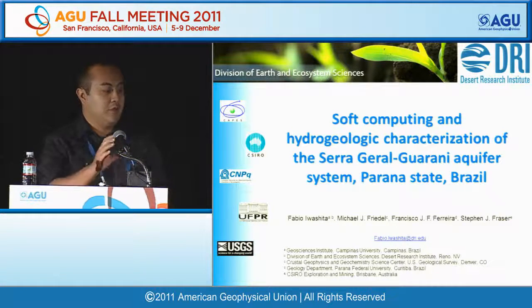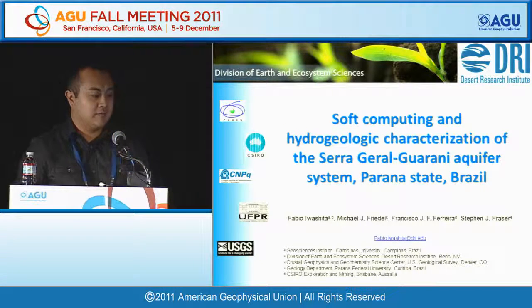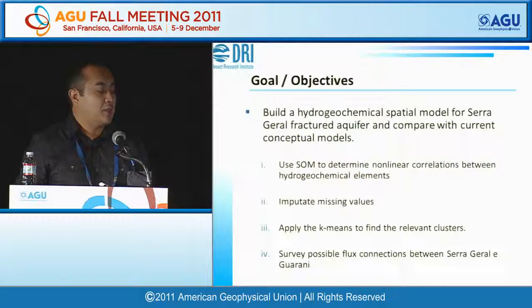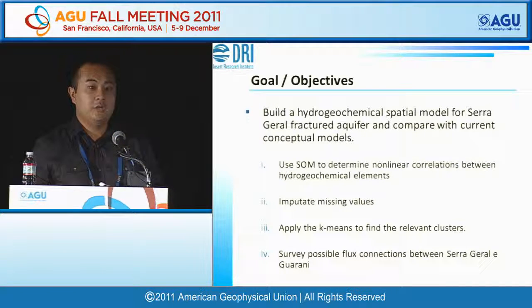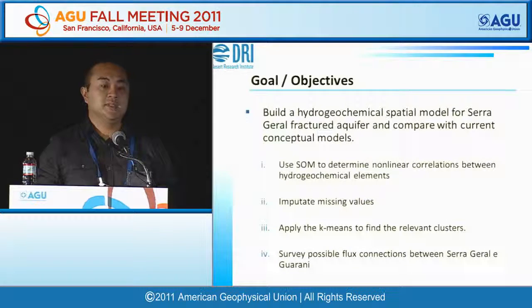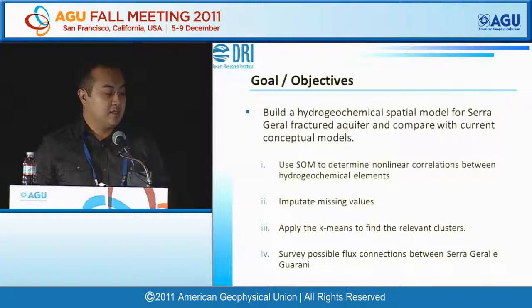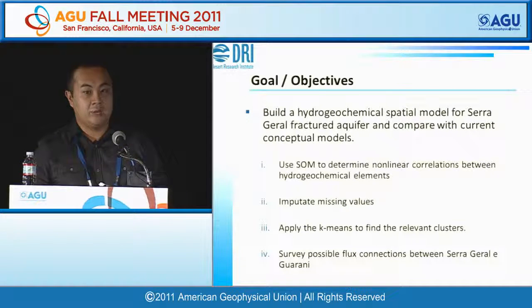Okay. The title is Soft Computing and Hydrogeological Characterization of Serra Geral Guarani Aquifer System, Paraná State, Brazil. The goal of this study is to build a hydrogeochemical spatial model for the Serra Geral fractured aquifer, comparing with current conceptual models. We use the self-organizing maps method to determine nonlinear correlation between hydrochemical elements. Since these tables are incomplete, with several missing elements in certain samples, we impute the missing values using the self-organizing maps. Then we apply the clustering technique k-means to find relevant clusters and classify them. This way, we expect to survey possible fluxes and hydraulic connections between Serra Geral and the aquifer system.